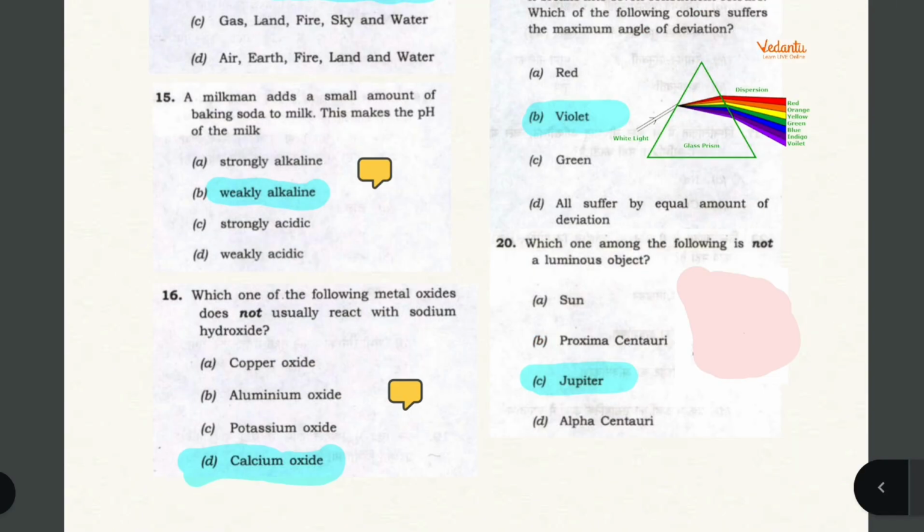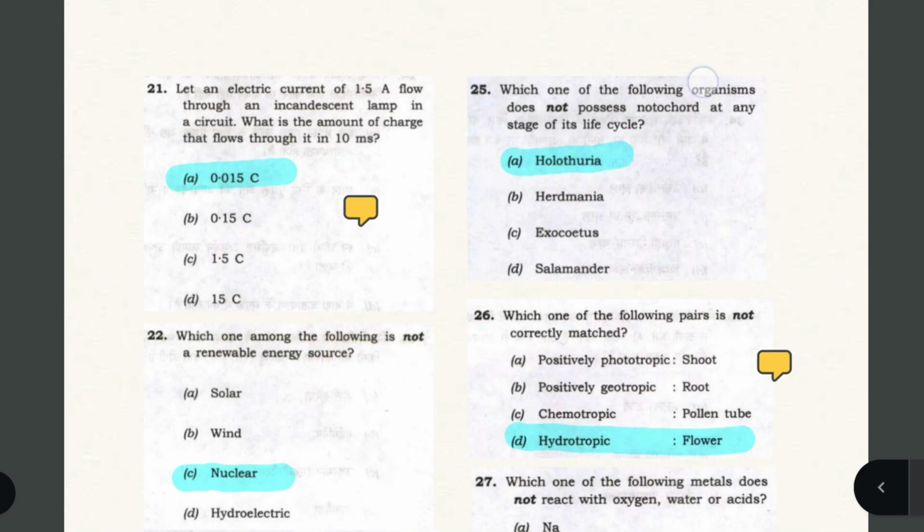Which one among the following is not a luminous object? The correct answer would be C, Jupiter, which is a planet, whereas the Sun is a star and Proxima Centauri and Alpha Centauri are stars. So all three have their own light which they emit, and Jupiter, being a planet, does not emit any light, so it would be the correct answer. Move on to the next question.